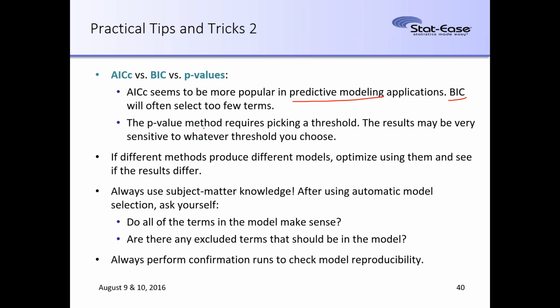The p-value method requires actually picking a cutoff. And unfortunately, the results may be very sensitive to whatever threshold you use, so whether you use 0.05 or 0.1 or 0.2 or whatever. That's the one nice thing about these model scoring methods like AICC and BIC, is that you don't have to actually pick a threshold. If different methods produce different models, optimize them both, compare them, see if one makes more sense than the other, and see if the results actually differ.